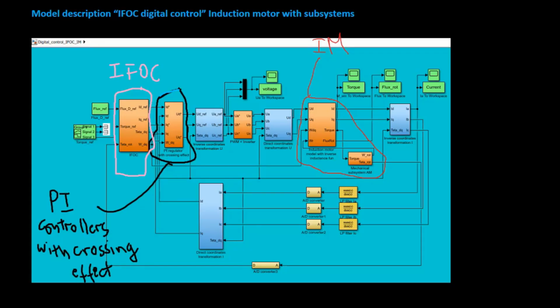This subsystem is the realization of digital current regulation using PI controllers with crossing signal action based on the current error, which is the difference between the reference and the measured values of the stator current components. This regulator calculates the voltages that need to be achieved on the motor phases.